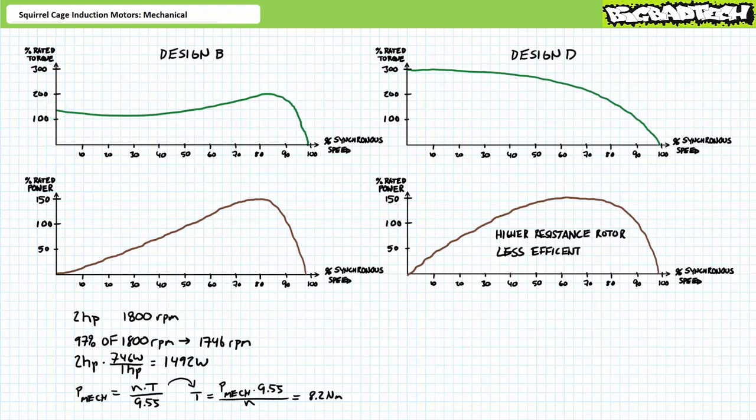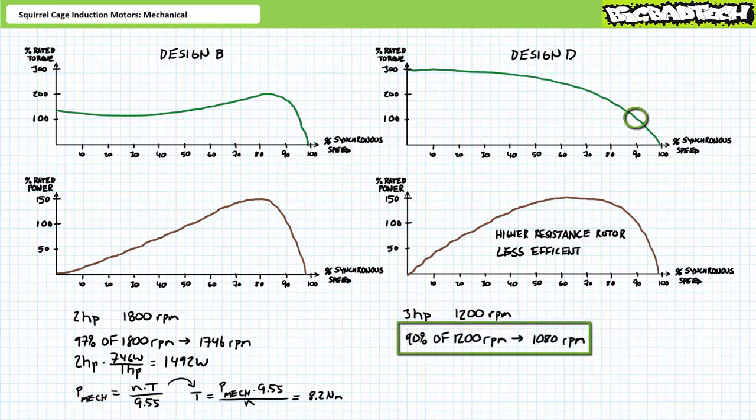Let's try the same thing for a design D motor. Consider a 3 horsepower design D motor with a synchronous speed of 1200 RPM. We know nothing else about this motor. We might reasonably expect this motor to experience rated conditions at maybe 90% of 1200 RPM, or 1080 RPM. This would be the rated speed you would see on this motor's nameplate. Again, it might be more, it might be less, however, let's assume it's true.